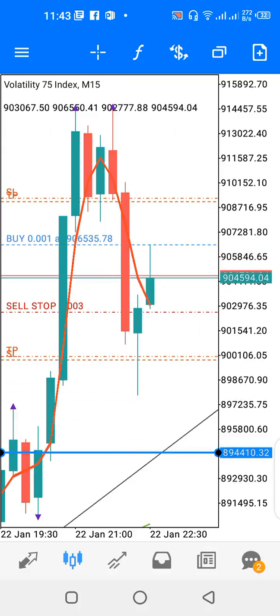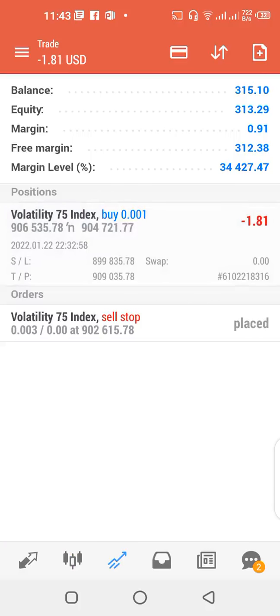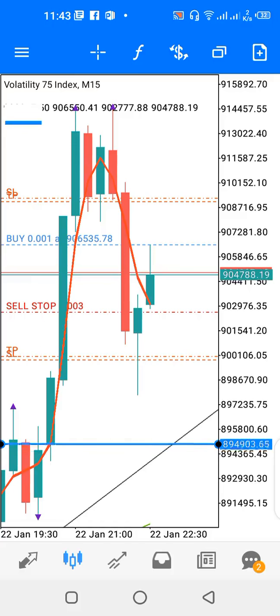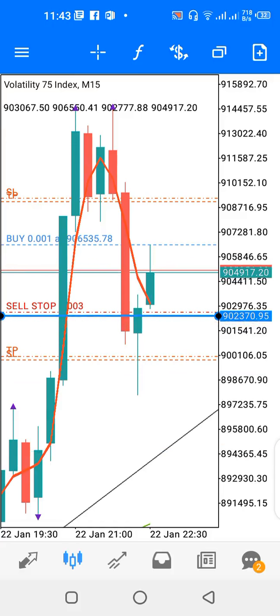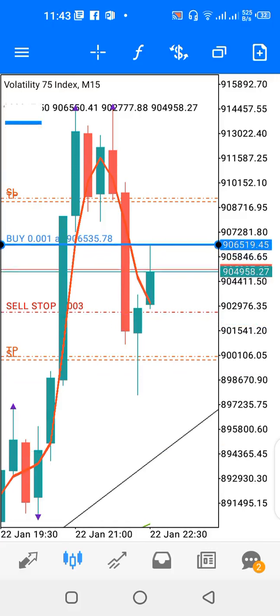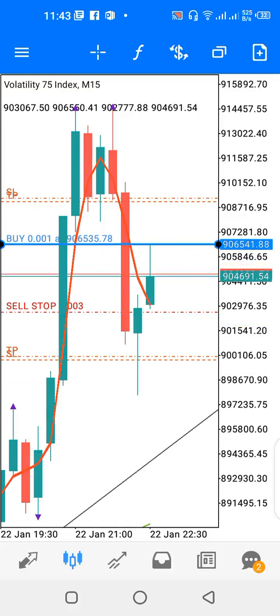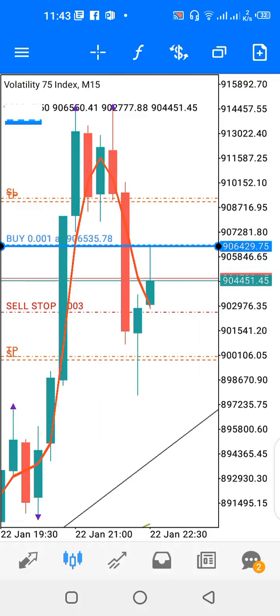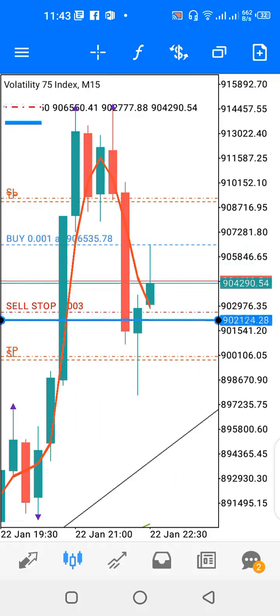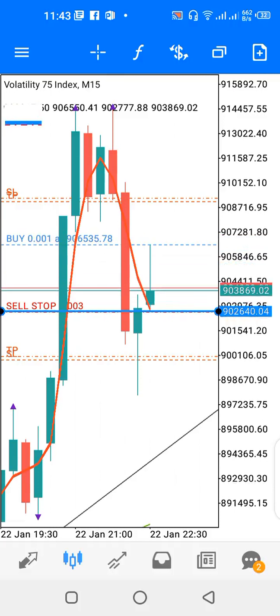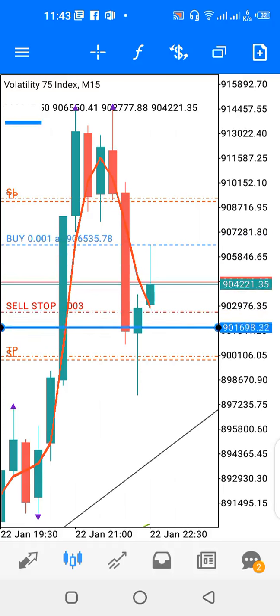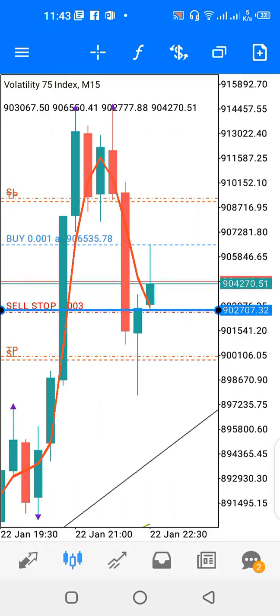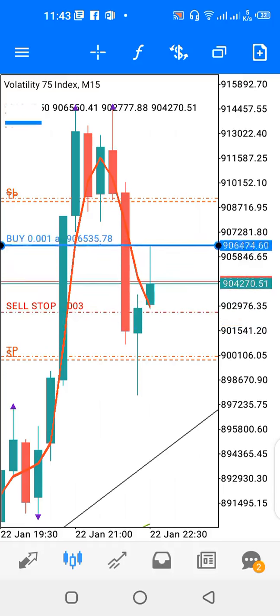Currently, my running order is a buy order. I'm going long, but if it triggers my sell stop, I'll be having two running orders. So I'll quickly place another pending order to go long, a buy stop. And if it goes up again and triggers my buy stop, then I'll place the last pending order, which will be another sell stop.